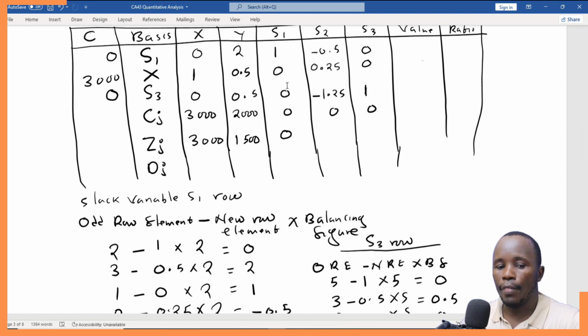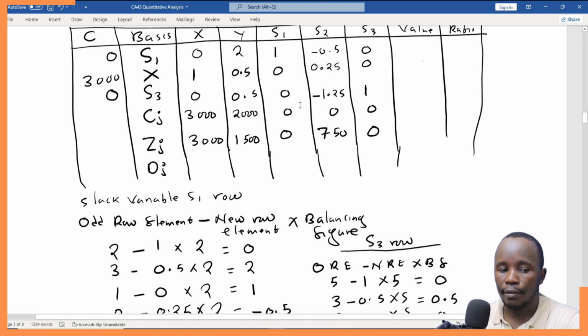Come here. 0 times negative 0.5 is 0. 3000 times 0.25, that gives you 750. 0 times negative 1.25, the value you get here is 750. And finally, the value that should come here is 0. I hope we are clear up to that point.